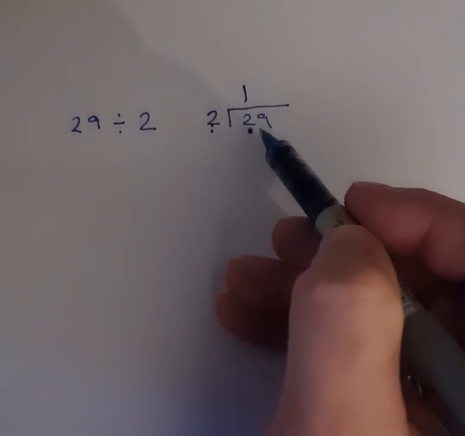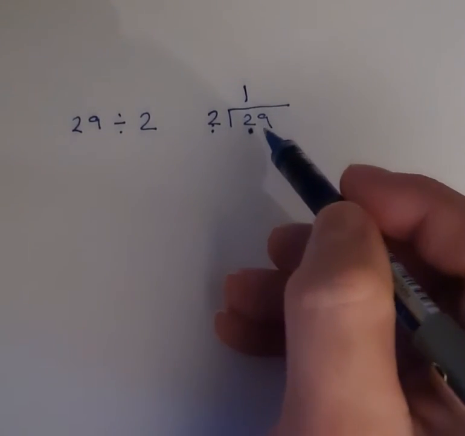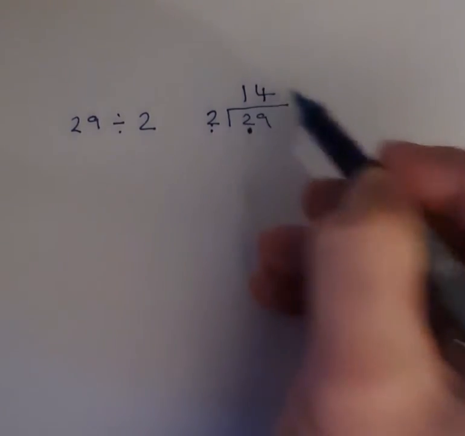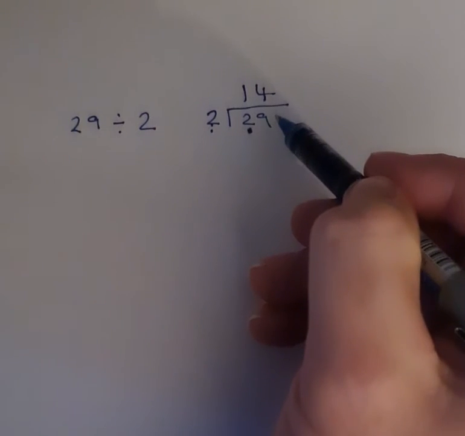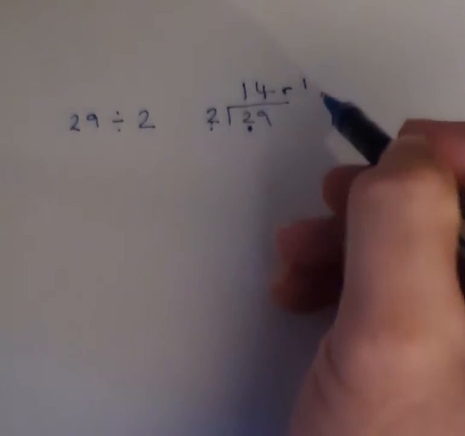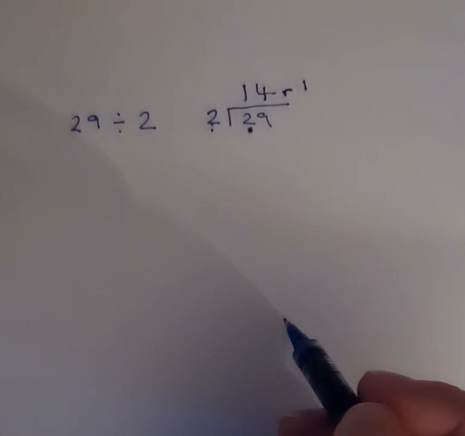How many 2's going into 9? Well, if I know my times table, I know that 4 times 2 is 8. So 4 2's are 8, but I want 9, so I've got 1 left over. So that is remainder 1. Okay, that's the kind of thing that we've done before.